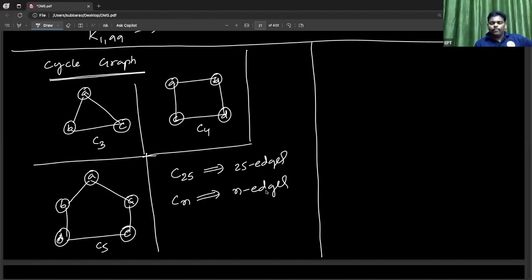Simple cycle. It's a very simple one. And one more. It's an odd length cycle. It is an even length. Cycle graph of even length. It's an odd length. Cycle graph of odd length.